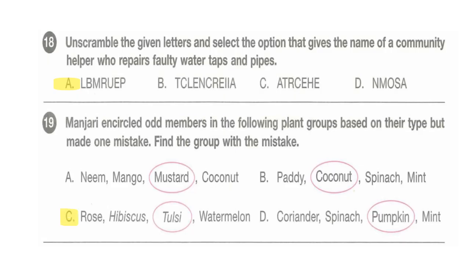So the mistake here is tulsi. The correct odd one in the option is watermelon, but Manjari has encircled the odd member as tulsi, which is wrong. Hence, answer is option C. Rose, hibiscus, tulsi, watermelon. The correct odd member is watermelon, and Manjari has marked tulsi as odd member.